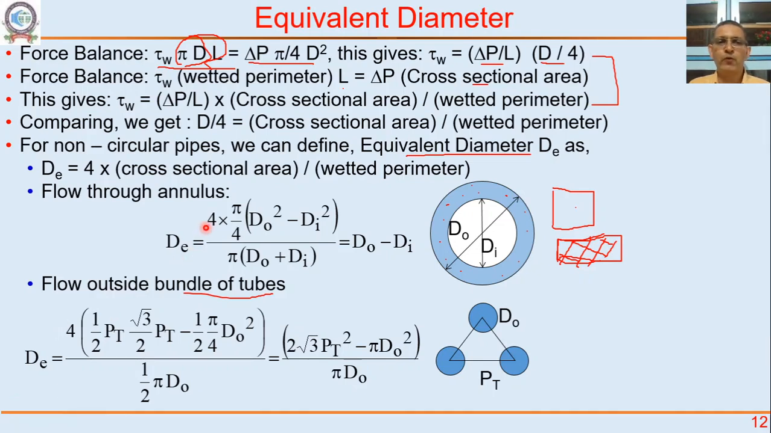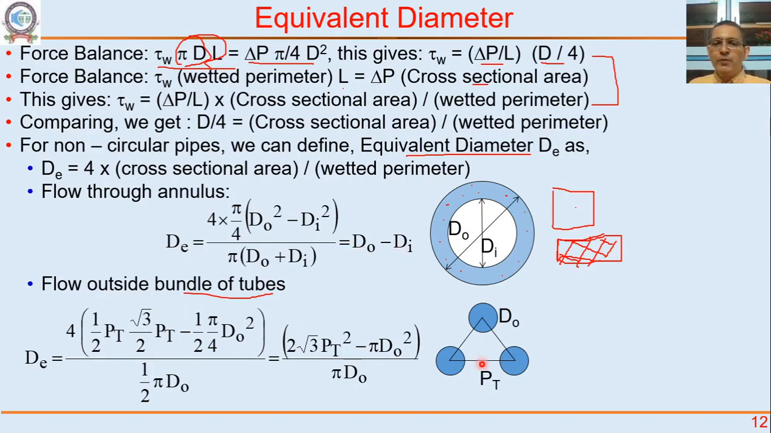Equivalent diameter would be 4 times flow area. Flow area would be pi by 4 times outside diameter square minus inside diameter square. These are used in double pipe heat exchangers. We will see that in semester 5. Divided by the wetted perimeter. Wetted perimeter is pi times d naught plus di. So if you simplify, equivalent diameter will be just the outer diameter minus the inner diameter.